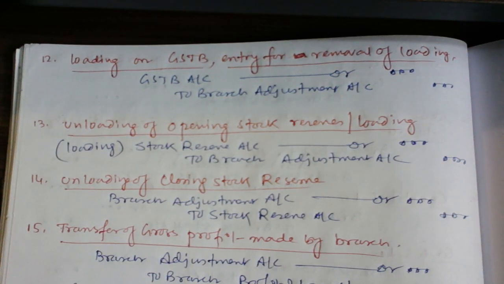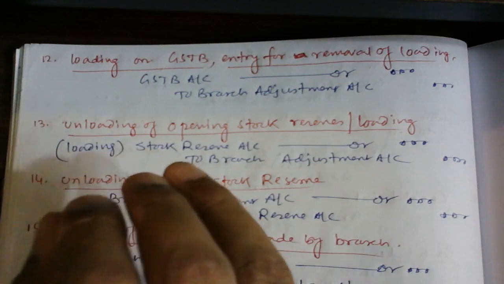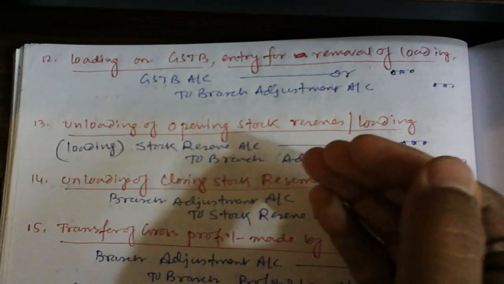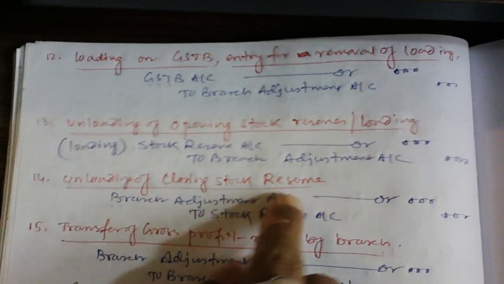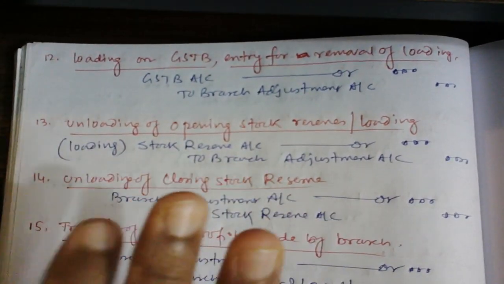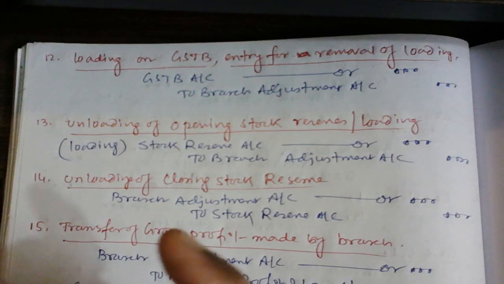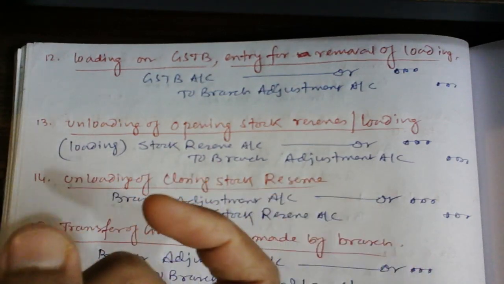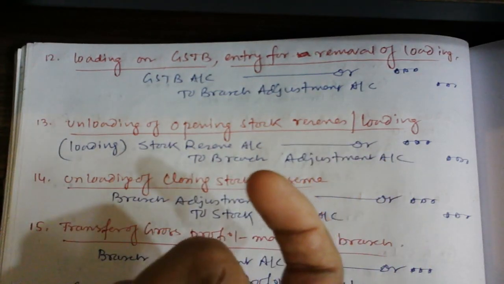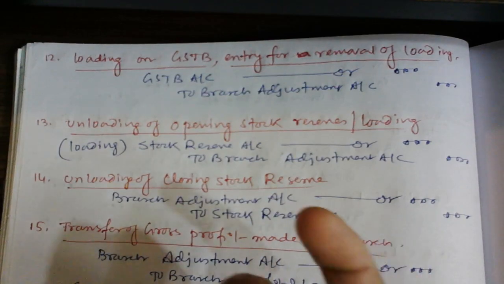Okay, remember, this is nothing but the opening stock reserve. And in case of closing stock, that is a reverse entry: branch adjustment to stock reserve. See, try to understand, what is our closing stock? What do we do with our closing stock? We debit it basically, like closing stock account debit to branch stock account, correct? What do we do in closing stock?